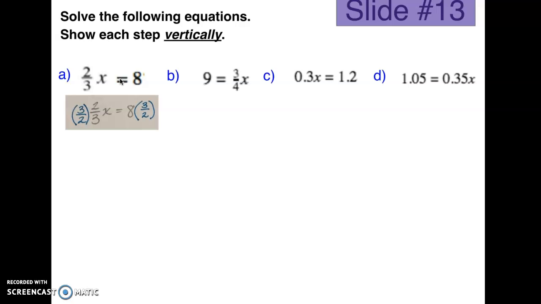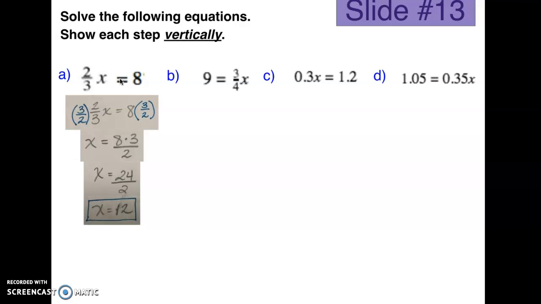Now, once I multiply 3/2 times 2/3, I end up getting 1. And that's what I want, 1x. Now I have x equals 8 times 3/2. I get 24/2. My answer is x equals 12.